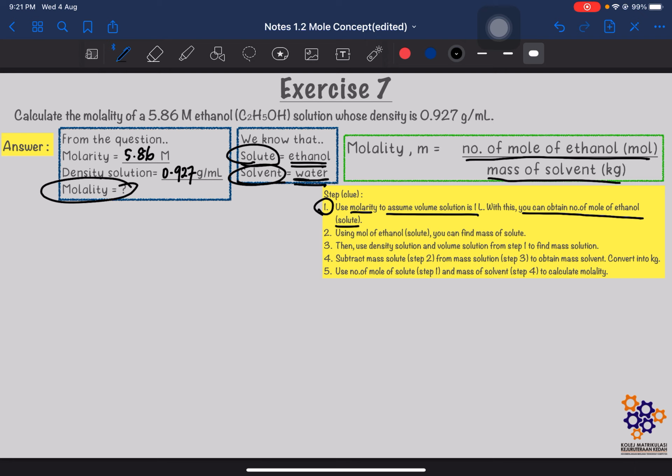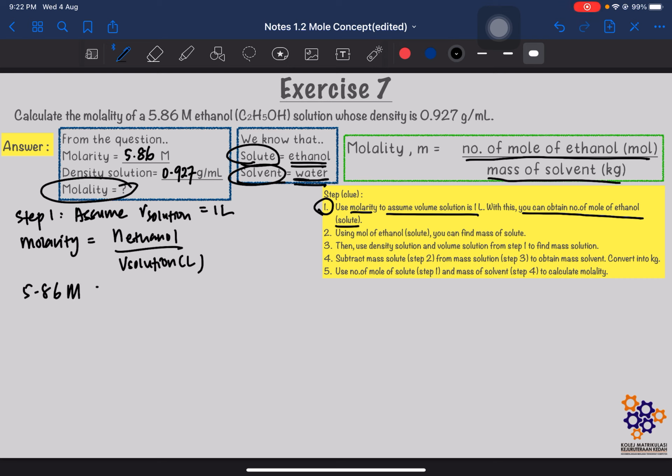First step, we need to find the number of moles of ethanol. So step 1, we assume that the volume of solution is equal to 1 liter. So we know that molarity is equal to the number of moles of ethanol divided by the volume of solution. Okay, so molarity here is 5.86 molar, equal to the number of moles of ethanol divided by the volume of solution, 1 liter, because we assume 1 liter. So we will get the moles of ethanol here is equal to 5.86 mole ethanol.